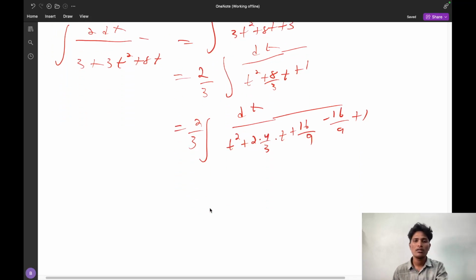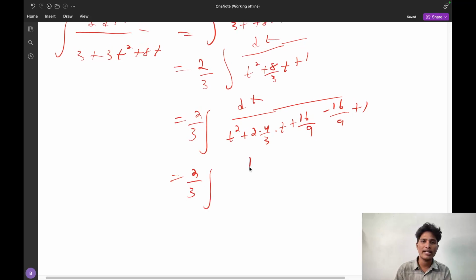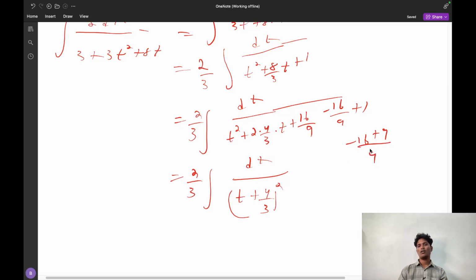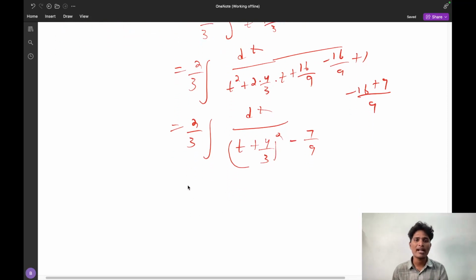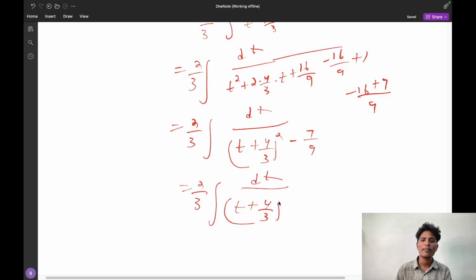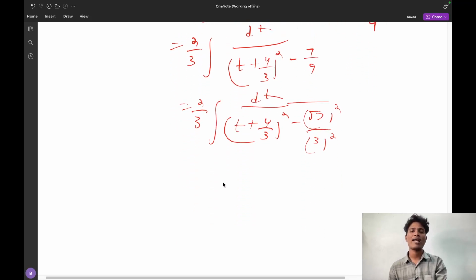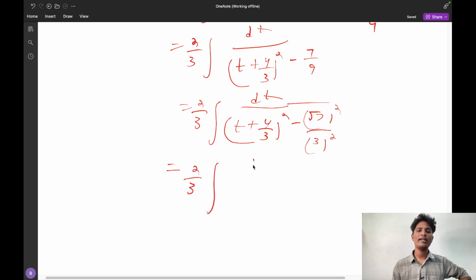I can write it like this, that is 2 by 3 integral dt divided by, this entire thing can be written as t plus 4 by 3 whole square, and this thing can be solved: minus 16 plus 9 by 9. What will I get? I will get minus 7 by 9, and minus 7 by 9 can be written as 2 by 3 integral dt by t plus 4 by 3 whole square minus root 7 whole square divided by 3 square. So I can write the entire thing as 2 by 3 integral dt divided by t plus 4 by 3 whole square minus root 7 by 3 whole square.